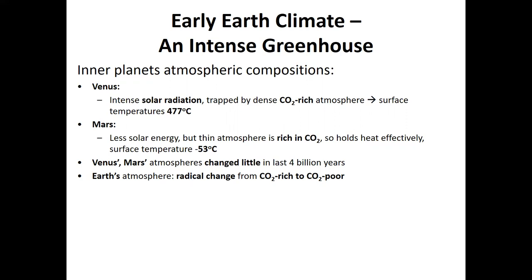Mars receives less solar energy, but it has a very thin atmosphere that is rich in CO2. So it holds heat effectively, and its surface temperature is around negative 53 degrees centigrade. So Venus and Mars' atmospheres have changed very little in the last 4 billion years. However, that's not the case for Earth. Earth's atmosphere has experienced radical change, from a very CO2-rich atmosphere in its early parts to a CO2-poor atmosphere currently.